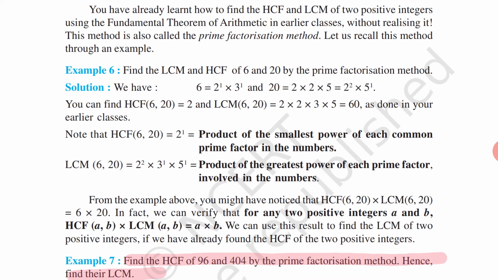Okay, the HCF is the product of the smallest power of each common prime factor in the numbers, and the LCM is the product of the greatest power of each prime factor involved in the numbers. यानी कॉमन फैक्टर का हाईएस्ट पावर और नॉन कॉमन फैक्टर का मल्टीप्लिकेशन मीन्स LCM, और कॉमन फैक्टर का स्मॉलेस्ट पावर वाला फैक्टर दैट इज़ द HCF. This is the prime factorization method.